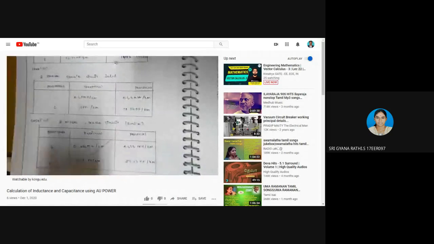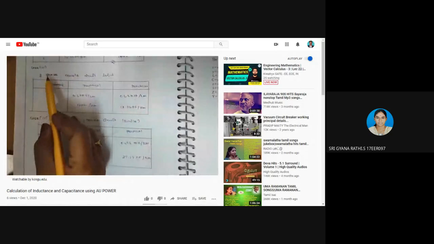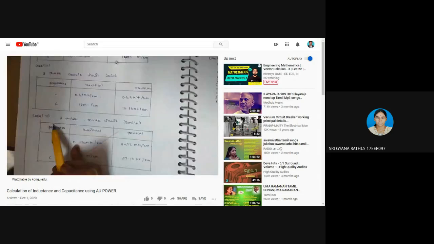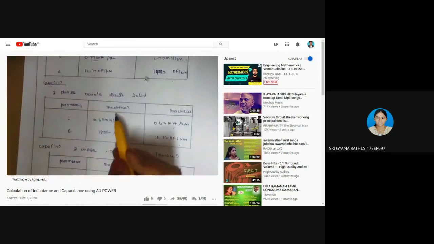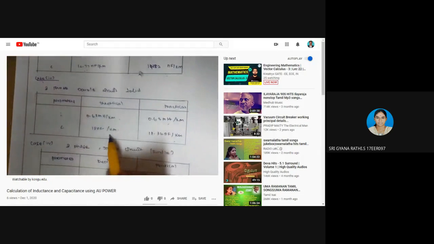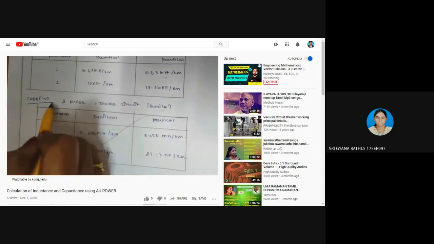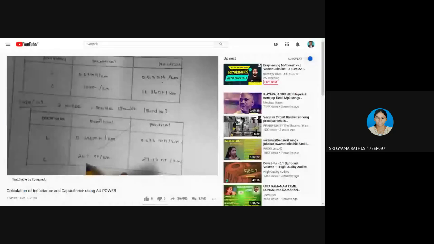So after calculating using the formulas, you have to put this tabular column for case 3. The parameters are L and C. I have put the theoretical values. Similarly for case 4, and 6, you have to fill the theoretical column, and from the software, the practical column.